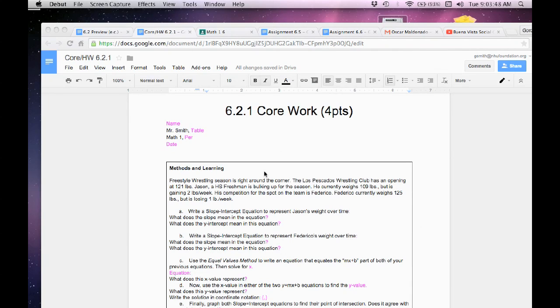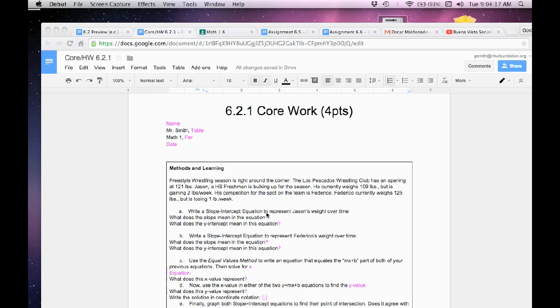Okay, we're going to be looking at 6.2.1 core work, the methods in learning. Here it says freestyle wrestling season is right around the corner. The Los Pescados Wrestling Club has an opening at 121 pounds. Jason, a high school freshman, is bulking up for the season. That means he's trying to gain weight. He currently weighs 109 pounds, but is gaining 2 pounds per week. His competition for the spot on the team is Federico. Federico currently weighs 125 pounds, but is losing 1 pound per week.